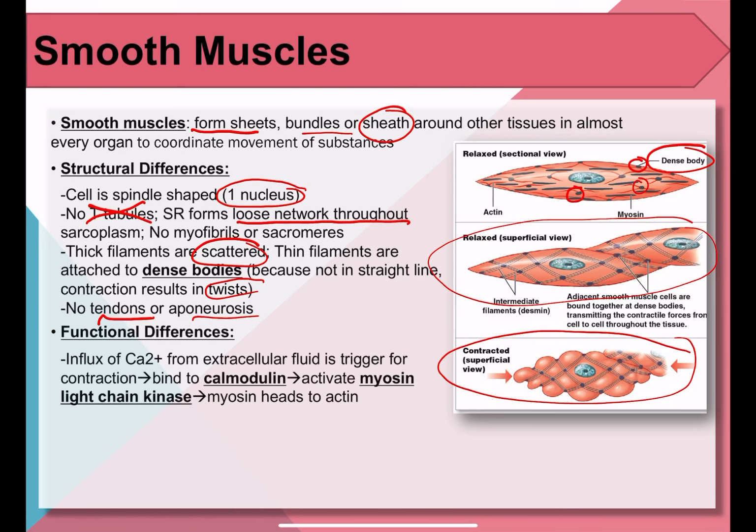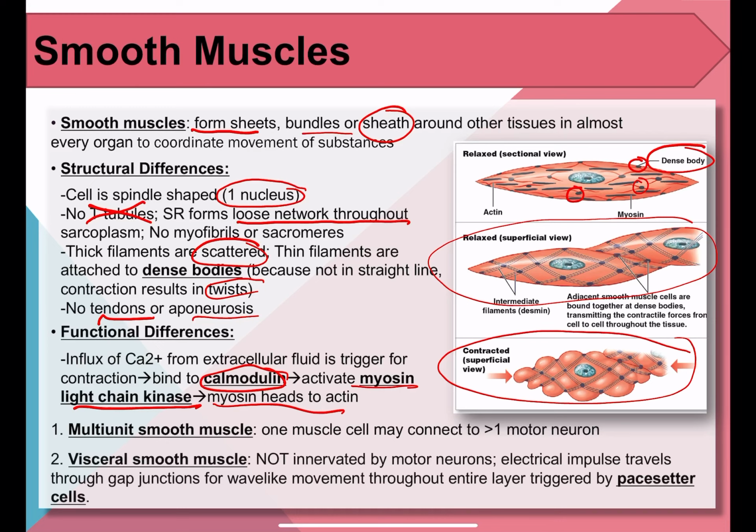Functionally, there's still an influx of calcium ions for activation of smooth muscle, but they bind to a different protein called calmodulin. So there's no troponin and no tropomyosin. Calmodulin is what calcium binds to in smooth muscle, and it activates myosin light chain kinase instead, and that's when myosin heads will then bind to actin. So the thin filament components are also very different for smooth muscles.